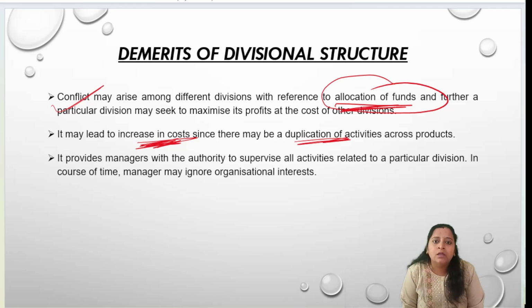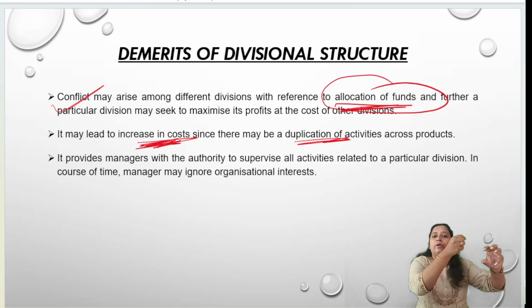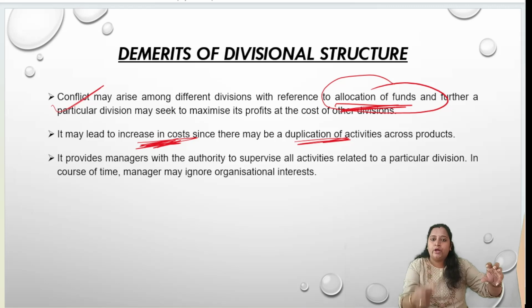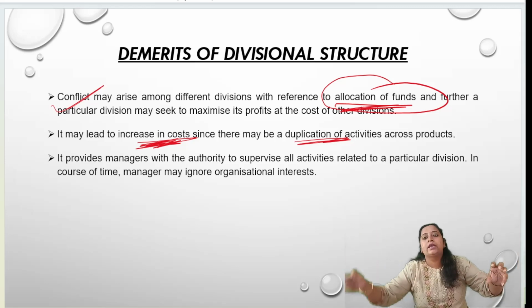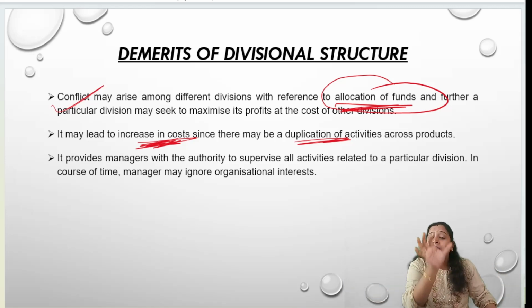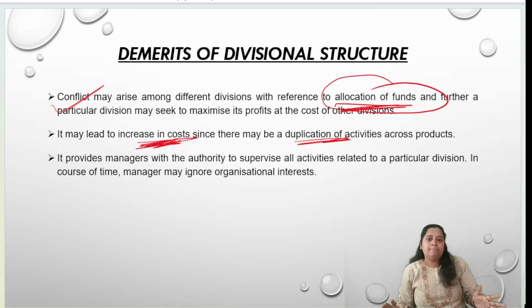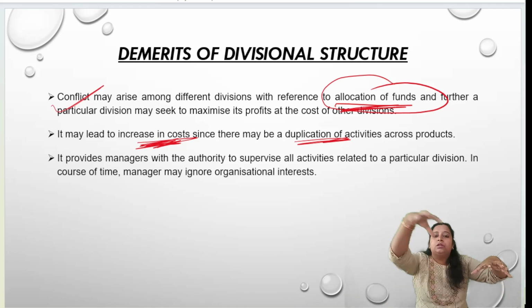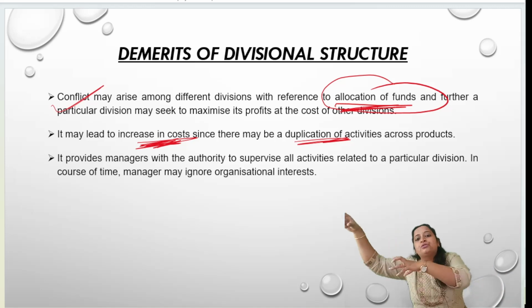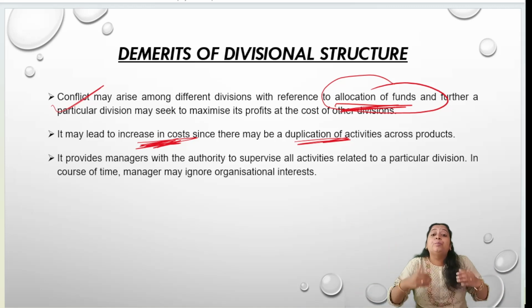Why duplication, ma'am? Because you have different products. Under cosmetics, you are doing human resource, sales, marketing, production. Under footwear, production, sales, marketing, human resource. Under IT, again production, sales, human resource, marketing. So you can see in each division, the same function is performed again and again. Marketing here you should do, here also, and in this product also you should do. Duplication of activities is going to happen. Each activity is going to be done again.